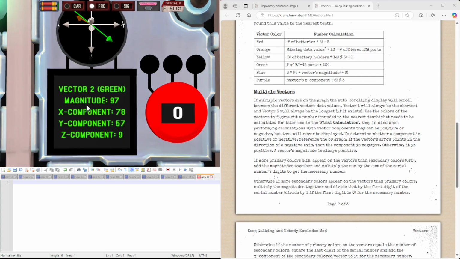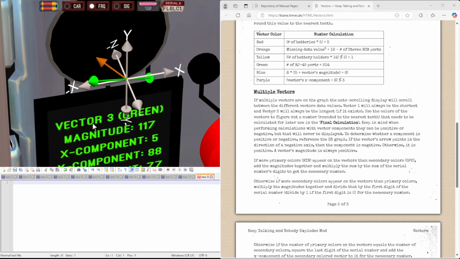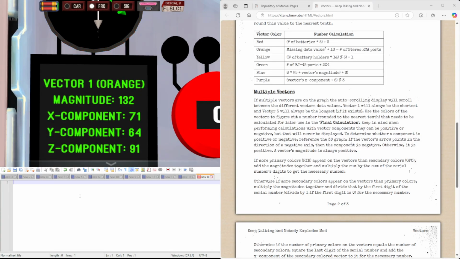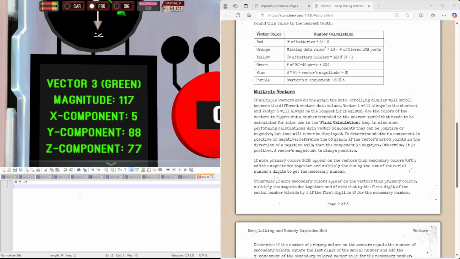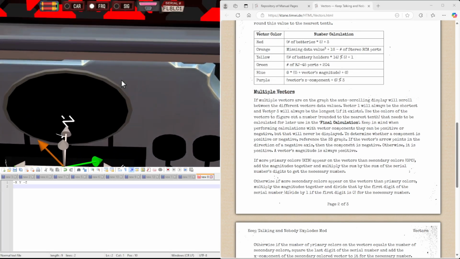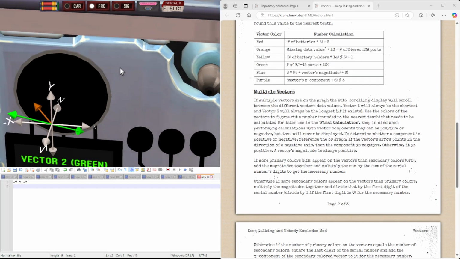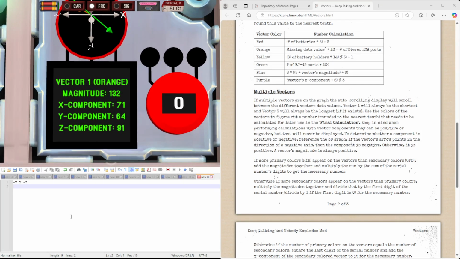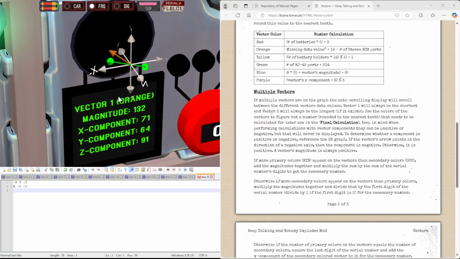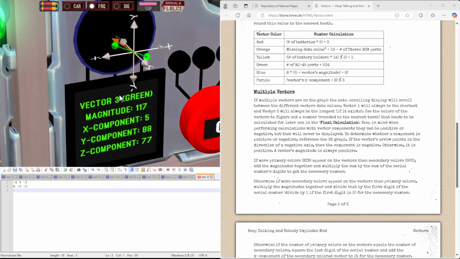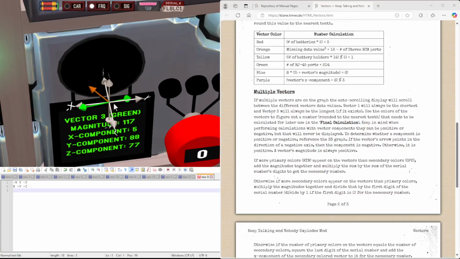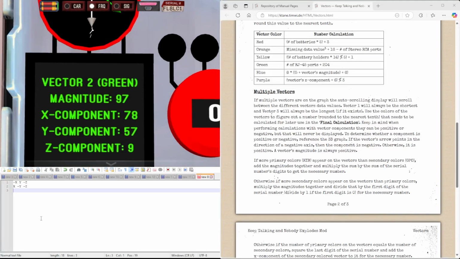So vector 1, its components are negative x and z, positive y. Vector 2 is negative y and z, but positive x. And the third one will be negative in x only.